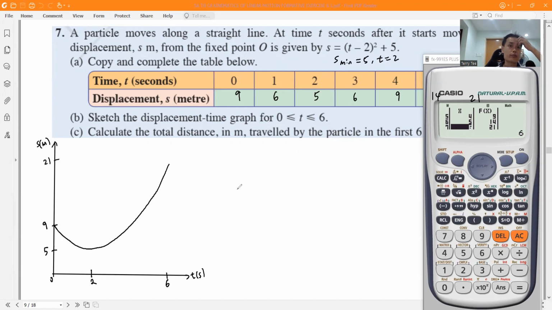So what is the total distance traveled? You can see it from the graph. It actually goes down, or goes to the left. From 9, it goes to 5. So for your total distance, first we take 4, because this difference here is 4. Then it goes up. From 5 to 21, the difference is 16. So you add 16. Your total distance traveled is 20 meters.